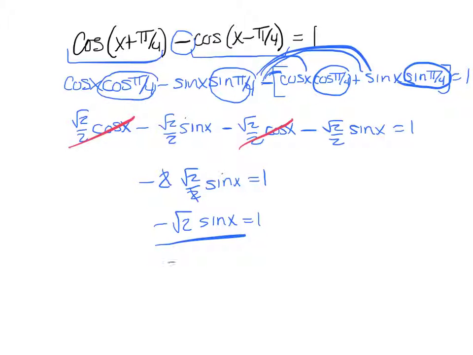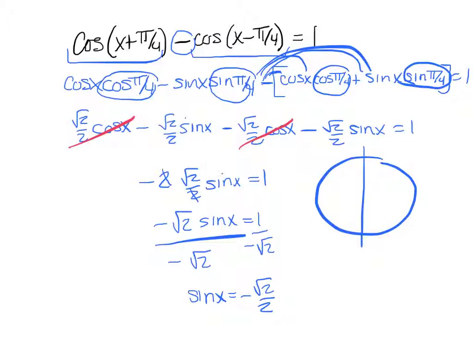I'm going to divide both sides by negative root 2. And then I'm going to rationalize it, so I get negative root 2 over 2. At which time then we look at the unit circle. Sine is the y value and it's negative, so I'm looking at the third and fourth quadrants. And we're looking at multiples of pi over 4, so it'll be 5 pi over 4 and 7 pi over 4.